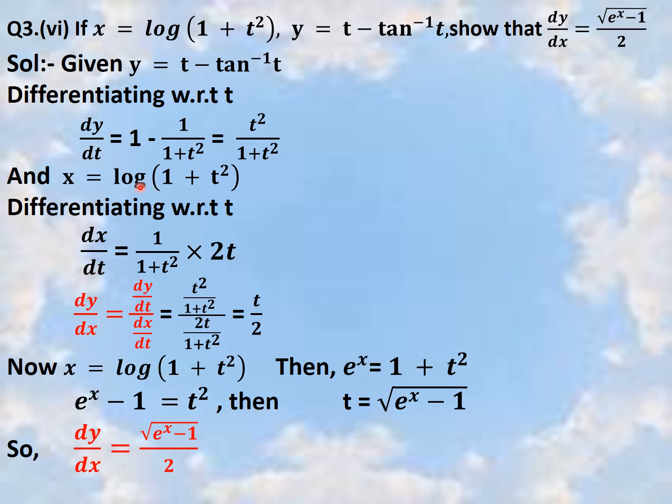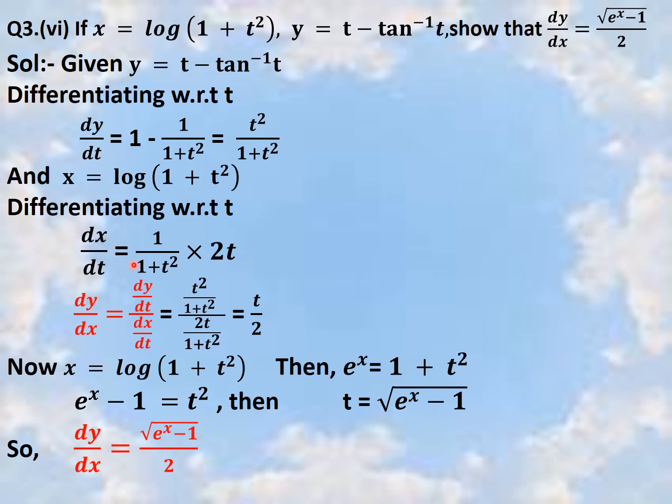It is log x form. But it is log of 1 plus t square, it's not log t. If it is log t, it is a simple one. We can directly differentiate. But this is like a composite function. So chain rule we have to apply here.